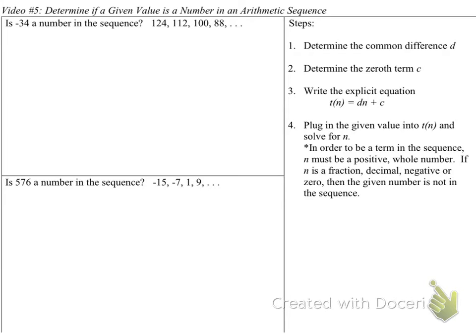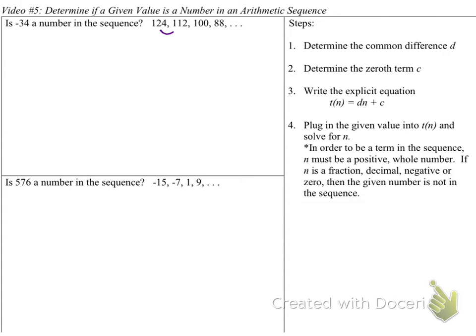Okay, this is Integrated 1, video number 5 for arithmetic sequences. Now we're trying to determine if a specific number is in the sequence. We don't know the location. We're trying to figure out the location in the sequence at this point. Okay, so we're going to take this. We have to go through and build the equation itself.